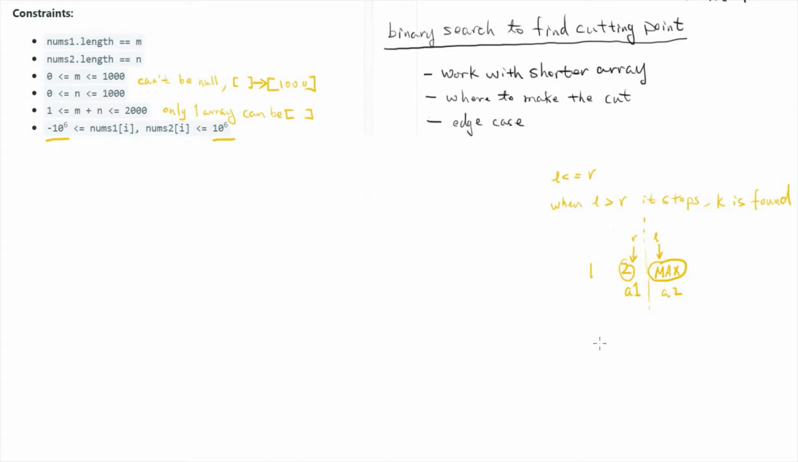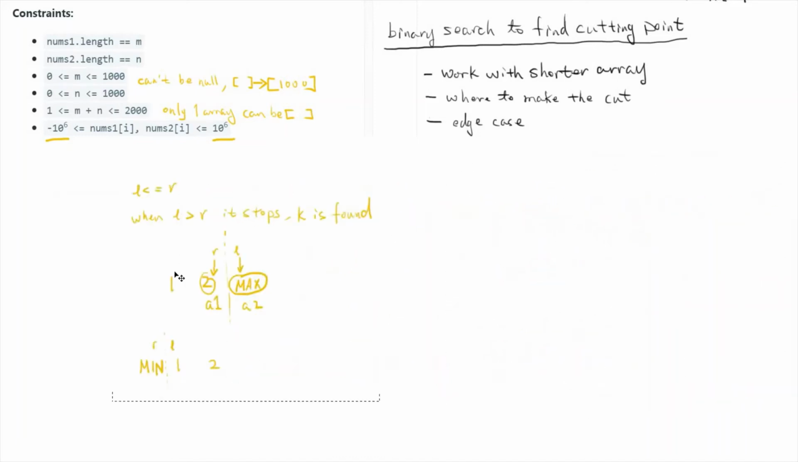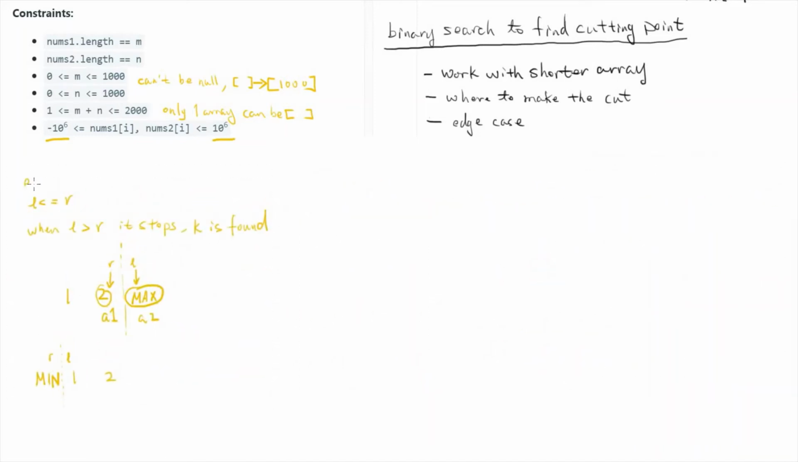The second edge case is if L and R both point to the first number in the array, then it is possible that R is moved to the left side. Then we make a cut here, but R is out of bound. Then we have to introduce another constant called minimum for the number at the position R. So here are the edge cases.